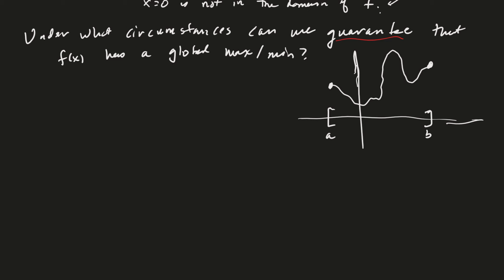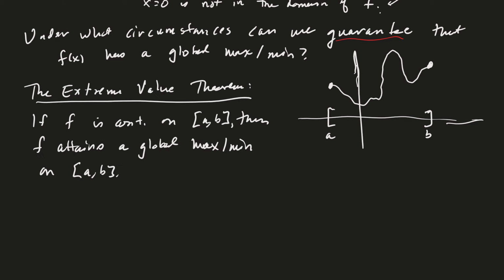Remember that we had a value theorem before, the intermediate value theorem. Now we have the extreme value theorem. I'm going to pause for a second and write it down. Good. The extreme value theorem says that if f is continuous on the closed interval from a to b, then f attains a global max and min on the interval from a to b. That's really not much. You don't have many things that we have to put on f in order to guarantee a global max or min.